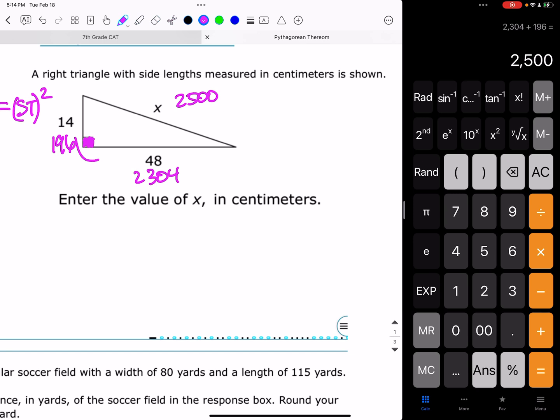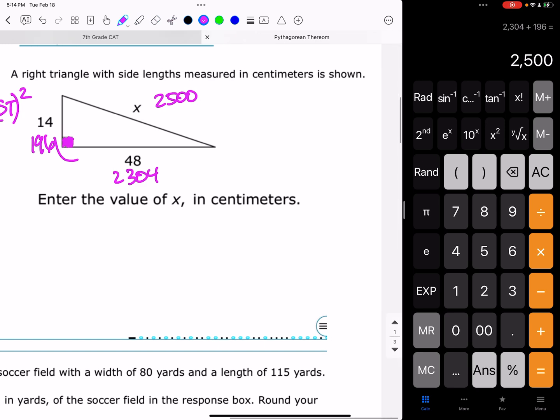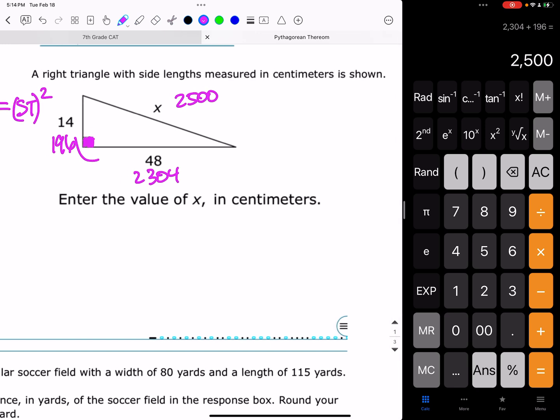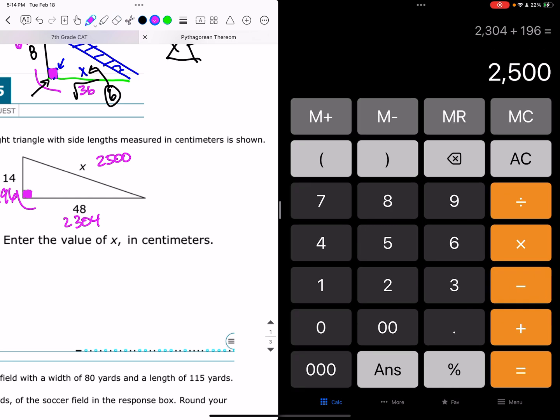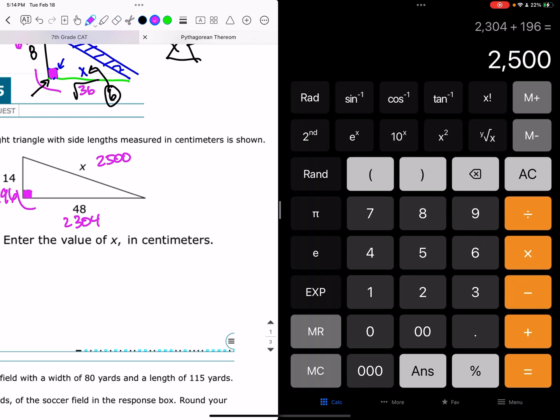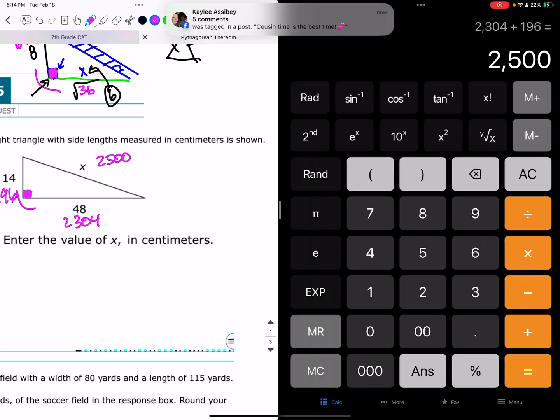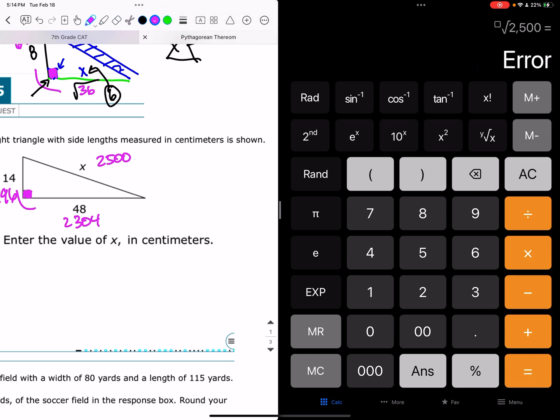Where is the square root of mine right now? Do I need a little more space? Weird. Okay. The square root of 2,500 equals, okay, 50.